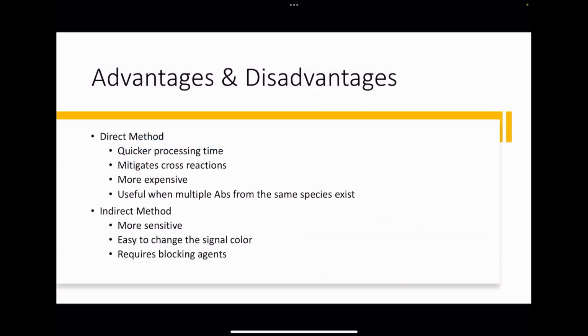So if we want to put all of this into perspective and realize why the indirect method is a little bit better for our laboratory purposes, as opposed to the direct method, which is a little bit more, I don't want to call it an archaic method, but it's not used as much today as it was before. So for the direct method, some advantages are it has a quicker processing time and it mitigates cross reactions. We don't necessarily need blocking reagents for this. However, it is more expensive because we need an excess amount of purified antibodies that are already tagged with their labeling agents, and this can be hard to find commercially.